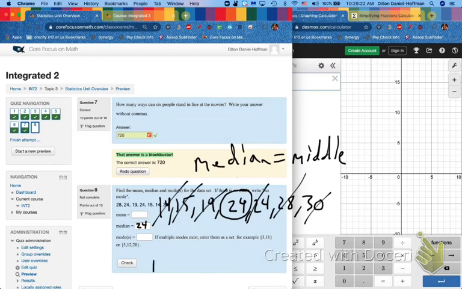Then we do the mode. The mode is simply which one appears the most times or most often. Every number in my list appears once except for 24. It appears twice. So 24 is also my mode.